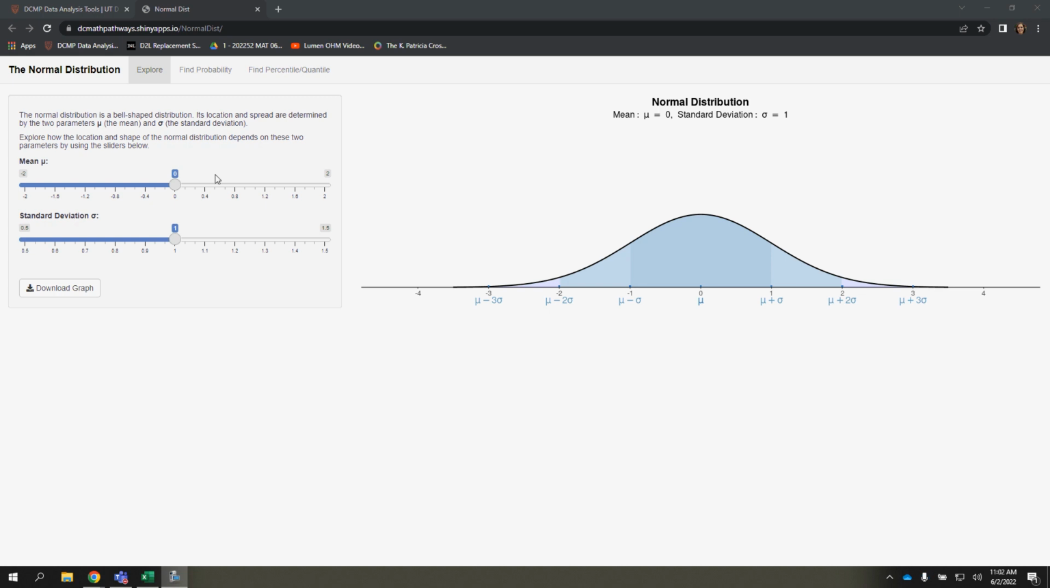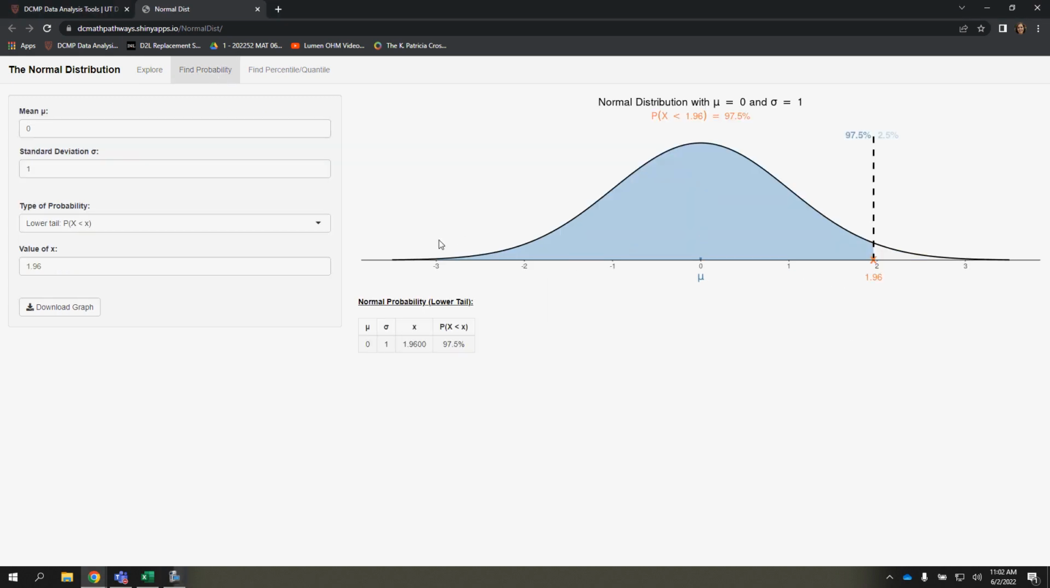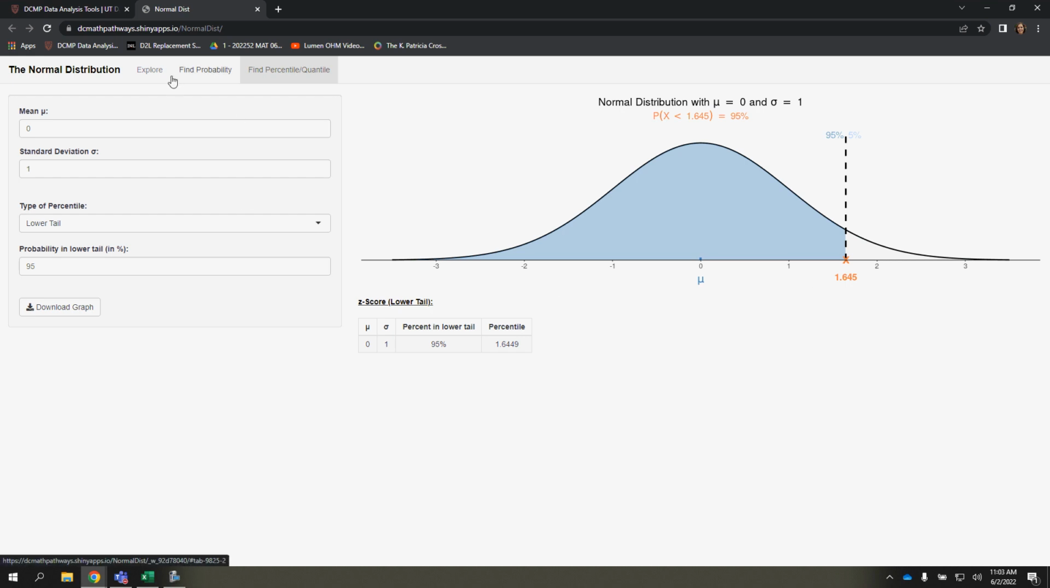In this video, we're going to explore the Normal Distribution app. There are 3 components to this app, including the Explore function, which shows you what the normal distribution looks like based on a specific mean and standard deviation. We have the Find Probability app, which is probably what we'll be using most often. That allows us to find a probability of something above, below, or perhaps even in between values. And then there's also the Find Percentile and Quantile portion of the app. So this would be if you're looking to find the kind of reverse route, right? If you're looking for that percentile that a piece of data would fall into.